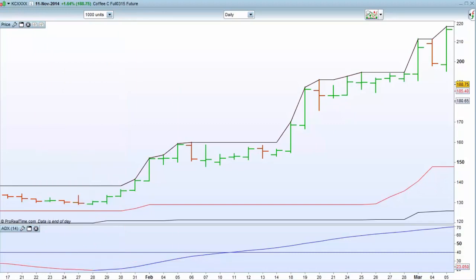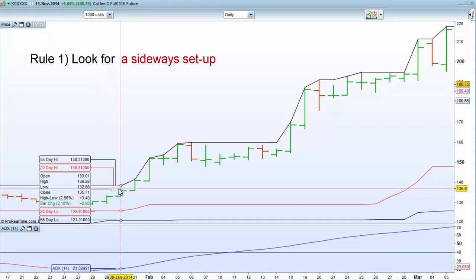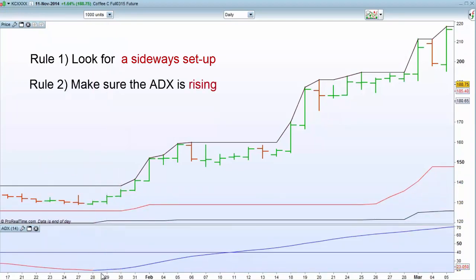First, I've already given you one rule in the last video, the sideways setup rule. Before we place a 55-day channel breakout order, we are looking for a sideways setup, which means at least 1 week that the horizontal line of the 55-day high or the 55-day low is there. And you see that we have this. The 55-day line is horizontal for more than 5 trading days. Okay? Now, the next thing we're looking for is to see if the ADX is rising. And we see that the ADX is rising.